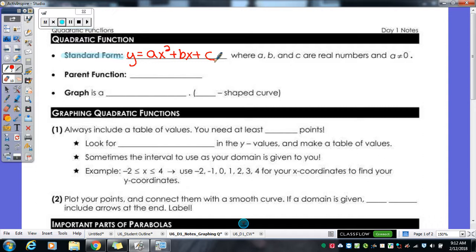Our parent function, this is something we're going to be dealing with a lot in this unit. We have also talked about it a little bit before. Your parent function is your most basic form of any function. So our most basic quadratic we could possibly have is y equals x squared. So our parent function for our quadratic is just that, y equals x squared. That's the most basic one we could possibly have.